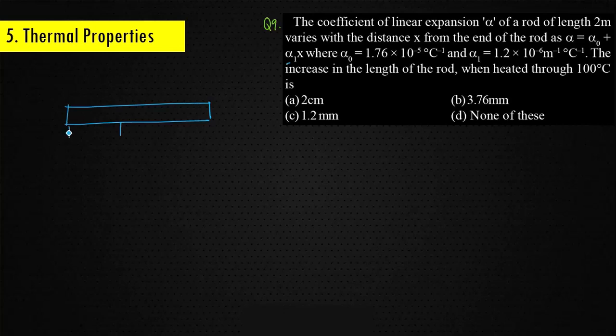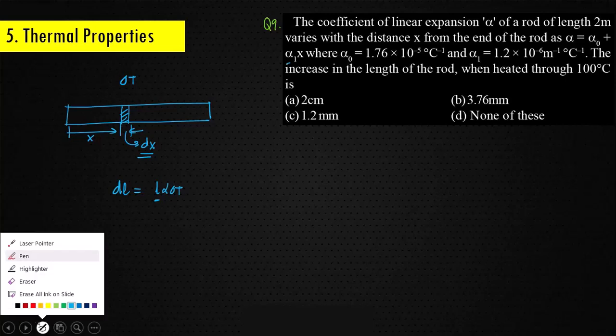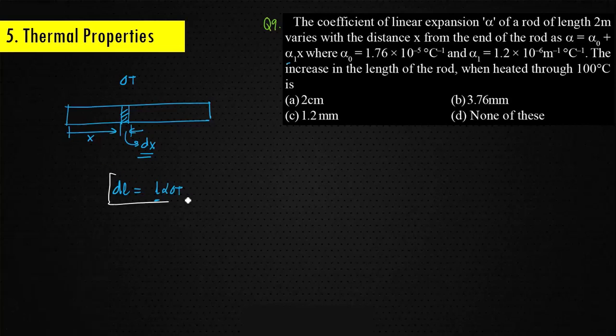If I move a distance of x from here and I take an element of dx, I want to check the elemental elongation of this element. Let us say there is a small temperature difference of delta T. For the temperature difference of delta T, what is the elemental elongation dl? That should be equal to L alpha into delta T. What is this L? L is the elemental length. So this is the formula for the elemental elongation: dl equals L alpha delta T.